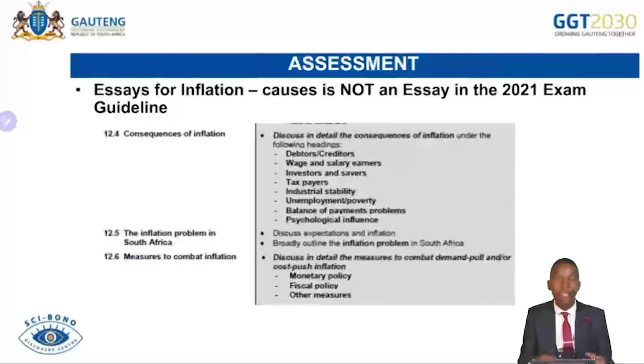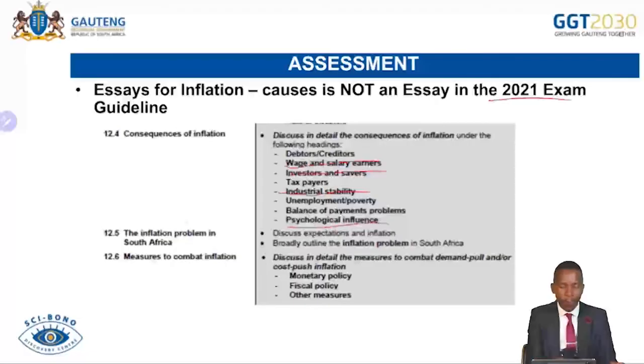So this is just an example of an essay that you can come across. We have seen this one in the examination. According to our examination guidelines, we have this essay which says discuss in detail the consequences of inflation, basically on debtors and creditors, wages and salary earners, investors and savers, taxpayers, industrial stability, industrial peace, unemployment and poverty, balance of payments, and psychological influence. We have done this essay in the form of explanation. And then the other one is measures to combat inflation. So it says discuss in detail measures to combat inflation. So this can be either demand pull inflation or cost push inflation. We talk about monetary measures, fiscal measures, and other measures.